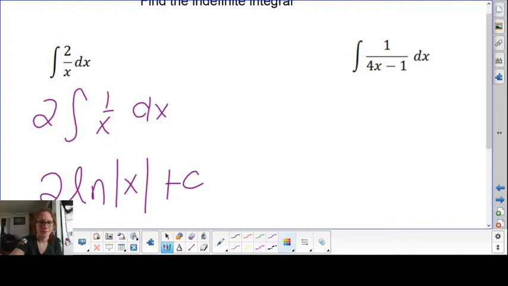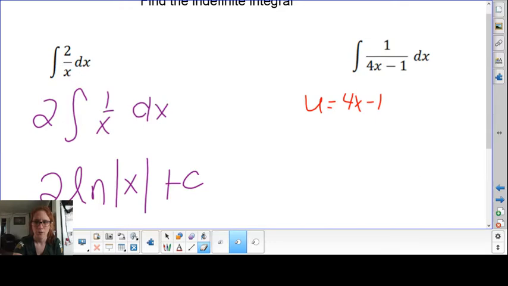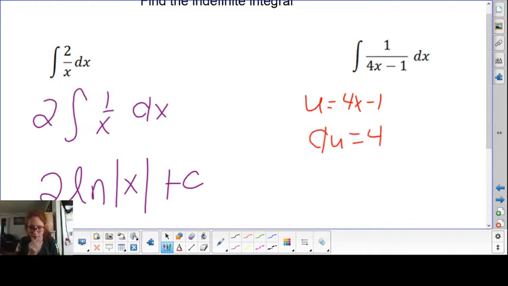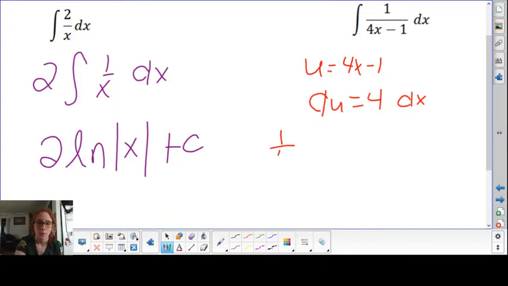This next guy over here is a teensy bit more complicated, not bad. We're going to have to do our u substitution. So I'm going to go ahead and use the denominator as my u, and I'm going to let my u be 4x minus 1. I'm going to go ahead and take the derivative of that, and he's going to give me 4 dx. Now, because I need a 4 in there, and I've only got a 1 on top, I need to go ahead and throw the 1/4 out front like what we had done before when we did our integration.